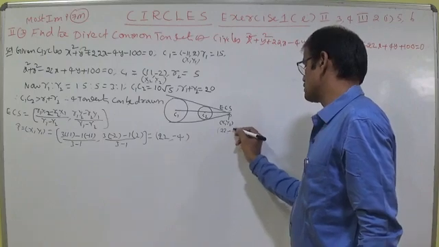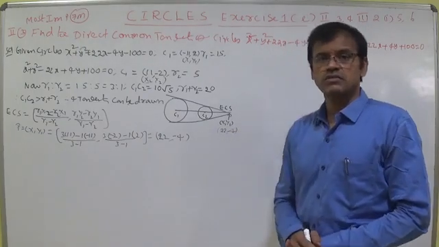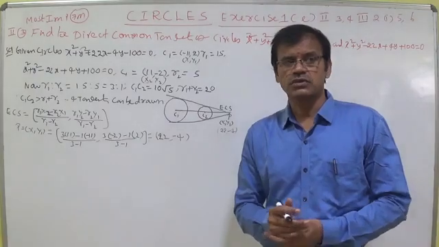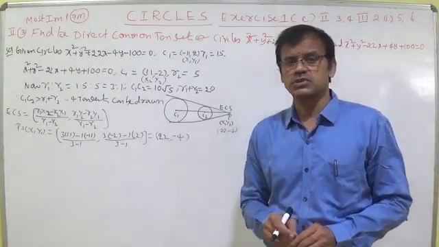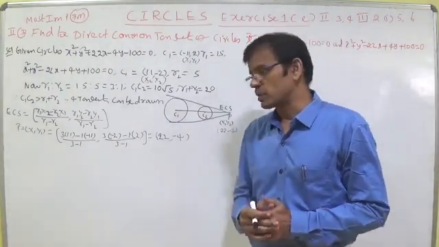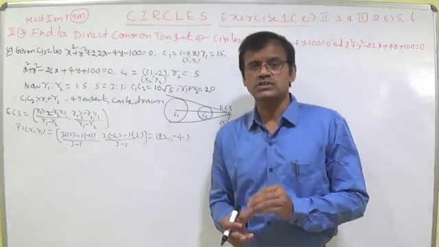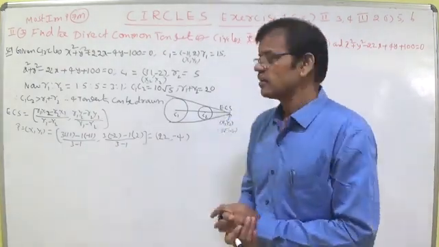Using the external center of similitude 22 comma minus 4, for the pair of tangents, we can use the formula S1 square equal to S into S11. Later by factorization we will get the 2 tangents. It is a very lengthy method.